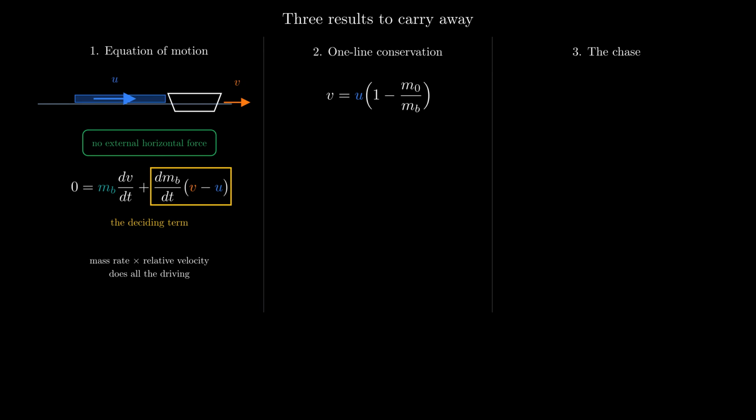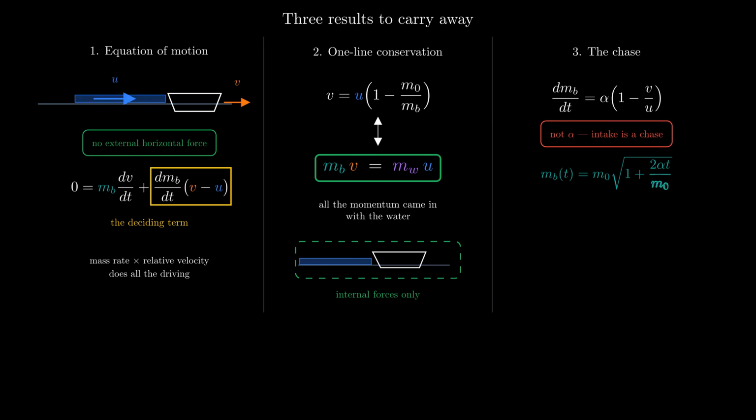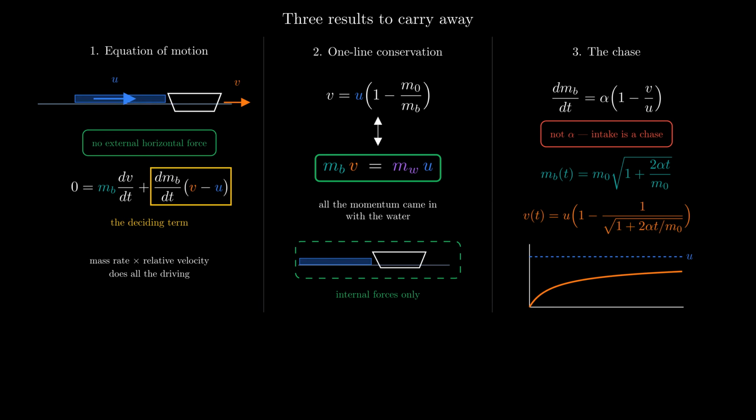Second, its integral, v equals u times 1 minus m0 over m sub b, which is really the one-line conservation statement. m sub b v equals m sub w u. The boat owns exactly the momentum its cargo of water flew in with, because a well-chosen system made every splash an internal force. Third, the rate correction. The boat fills at alpha times 1 minus v over u, not at alpha, because intake is a chase, and that correction is what turned speed versus mass into mass and speed versus time.